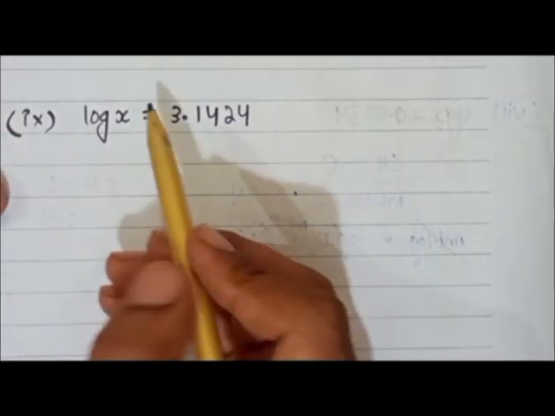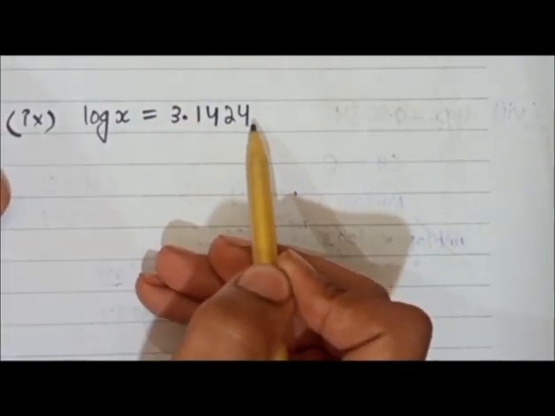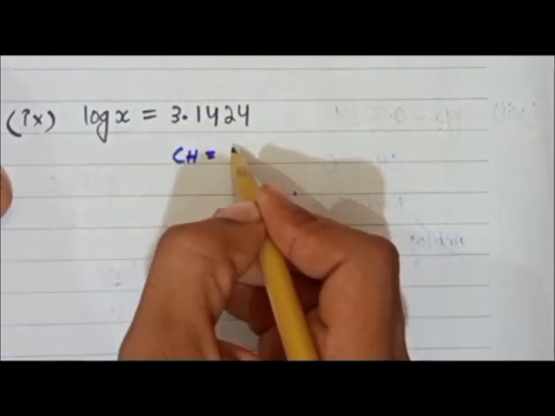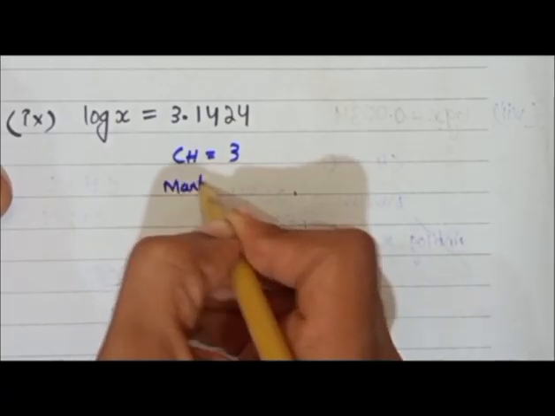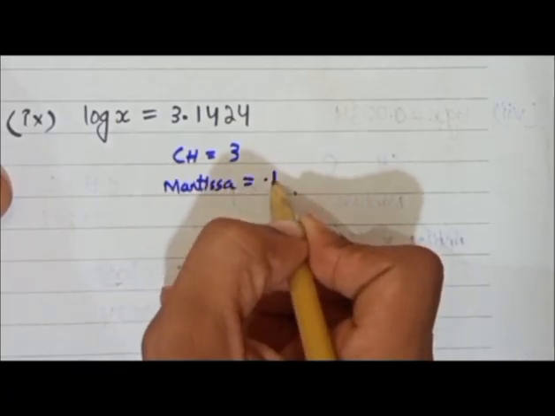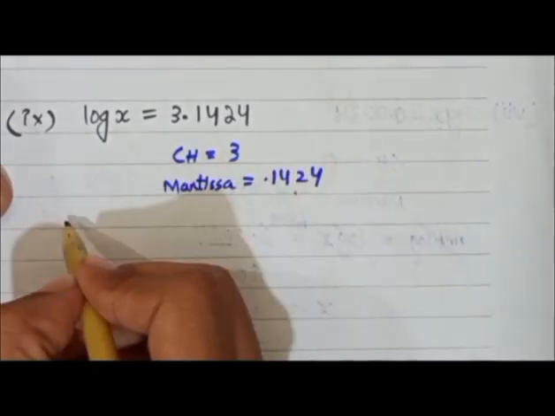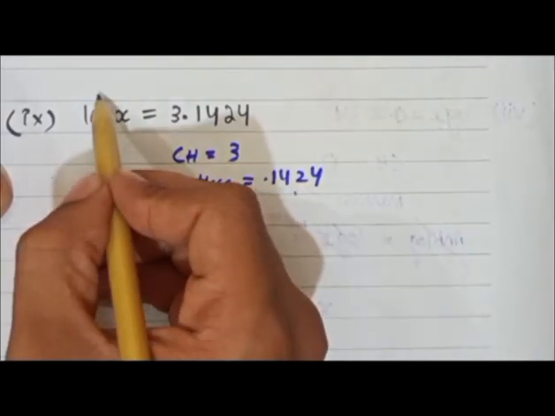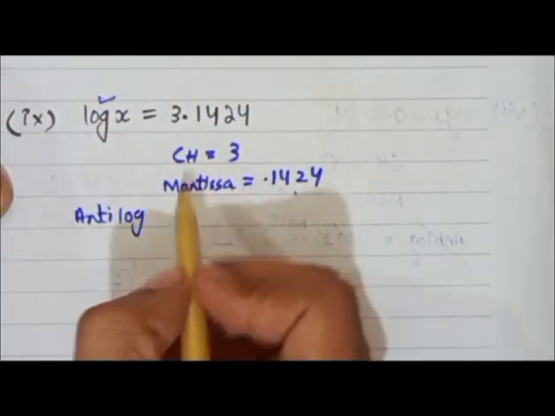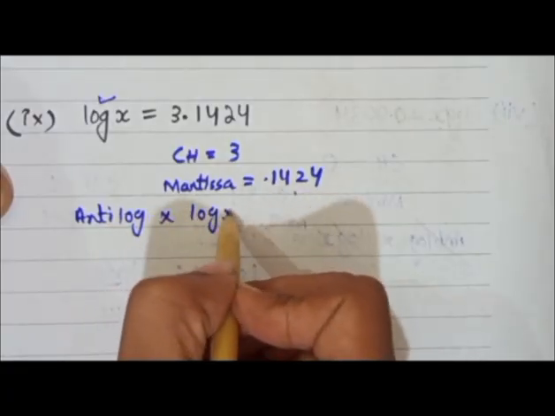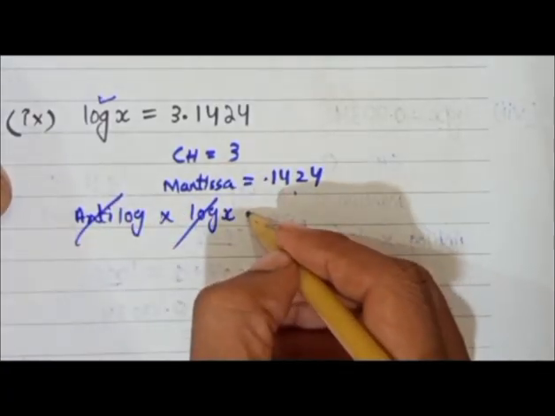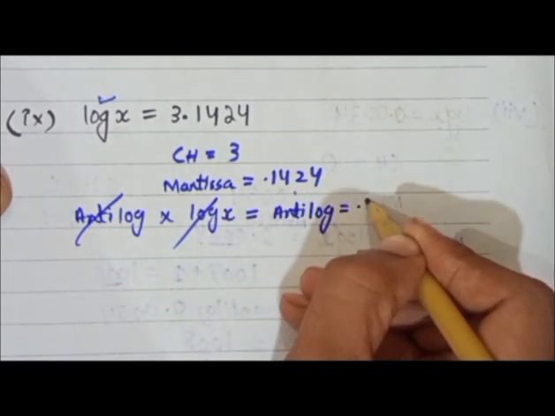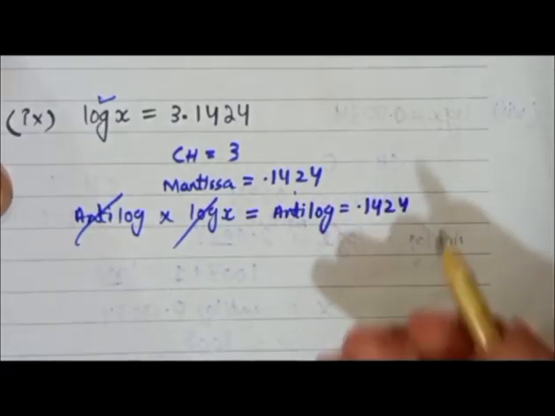Okay, come to another question, 9th question, that is log x is equal to 3.1424. First of all I need to find the characteristic, that is 3, and my mantissa is 0.1424. First I will cancel the log and bring antilog. For cancelling the log, I need to bring its opposite. Antilog multiply log x, this will be cancelled. So what is remaining? X is equal to antilog of 0.1424.